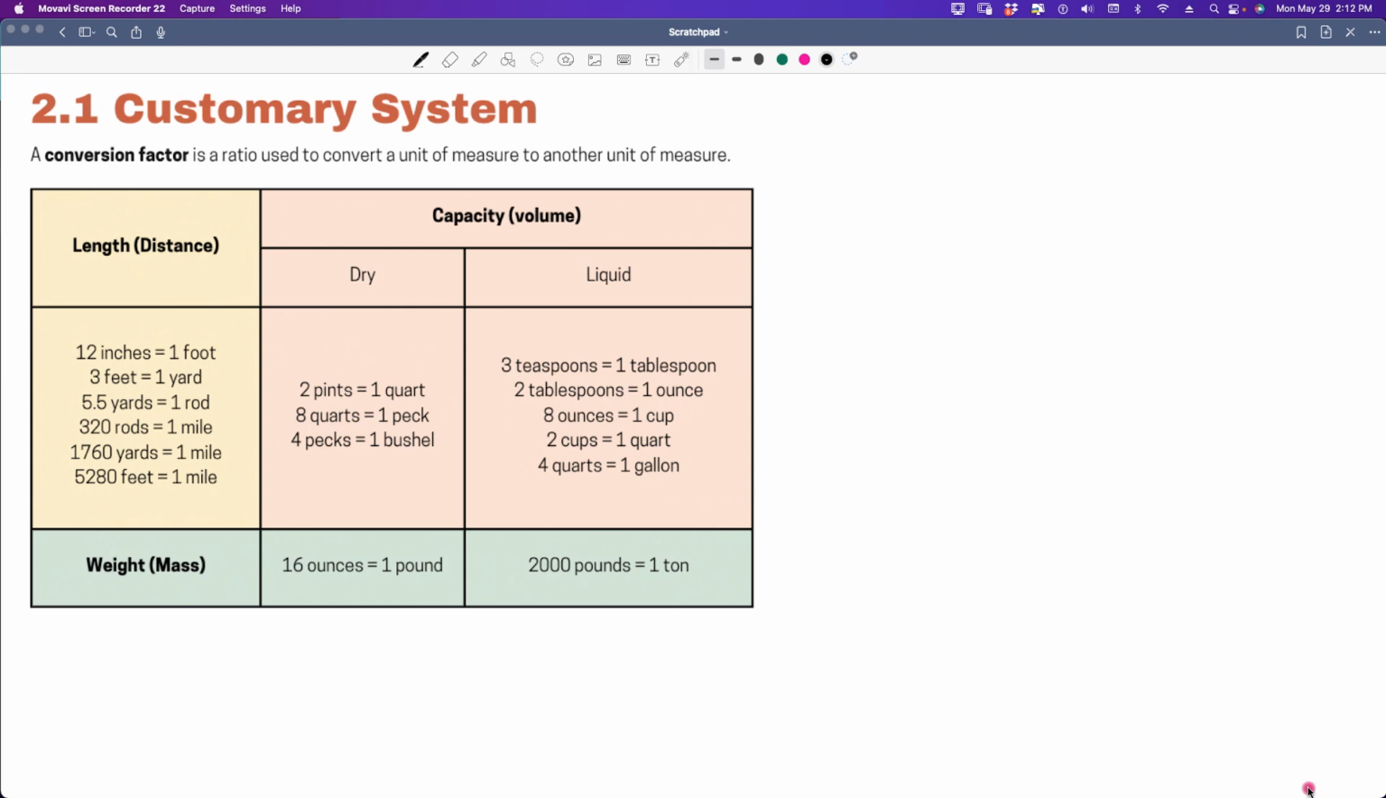And the customary system is just one of the types of measurement systems that we use in the U.S. It's the one that we know and use the most often, which is inches, feet, yards, pints, quarts, tablespoons, ounces. It's the standard that we use for the most part in the U.S.